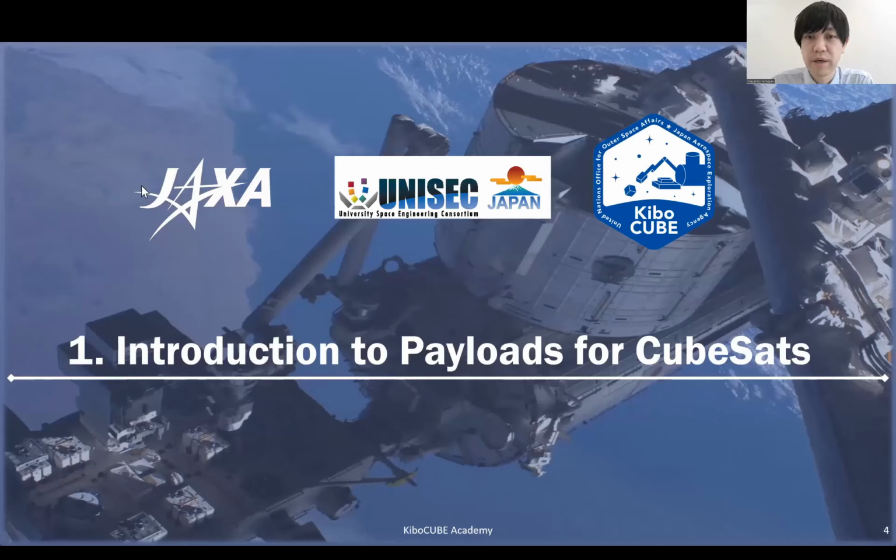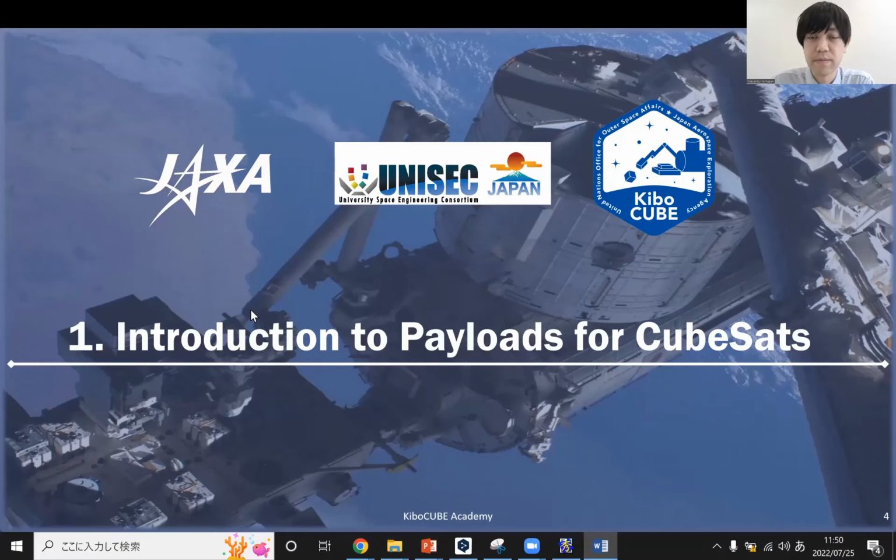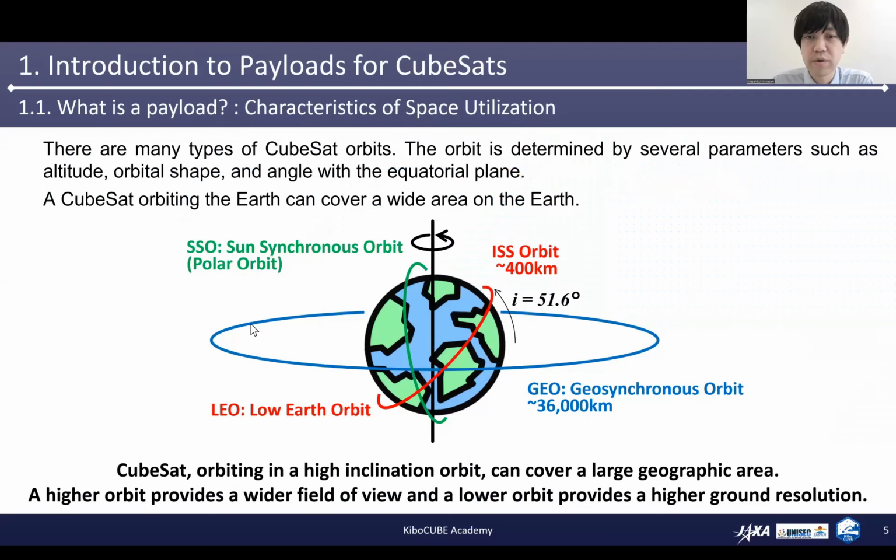The first chapter is the introduction to payloads for CubeSat. First of all, we need to understand satellite orbit when we talk about payload systems. There are many different types of satellite orbits. The orbit is determined by several parameters such as altitude, orbital shape, and angle with the equatorial plane. I have illustrated several typical satellite orbits in this figure.